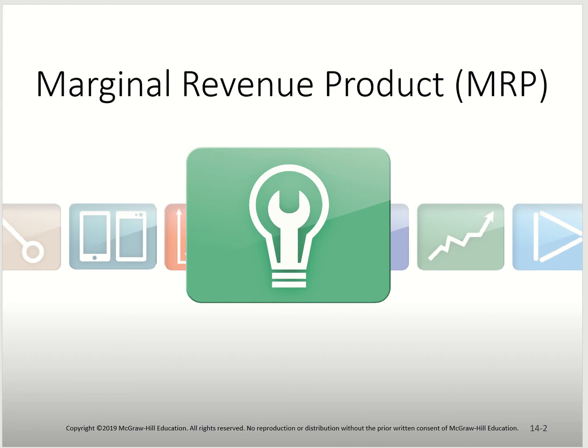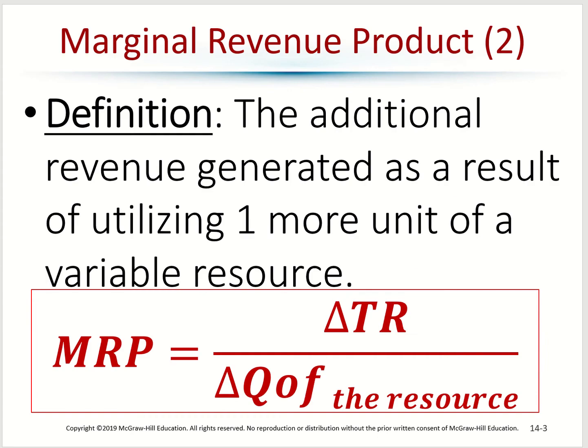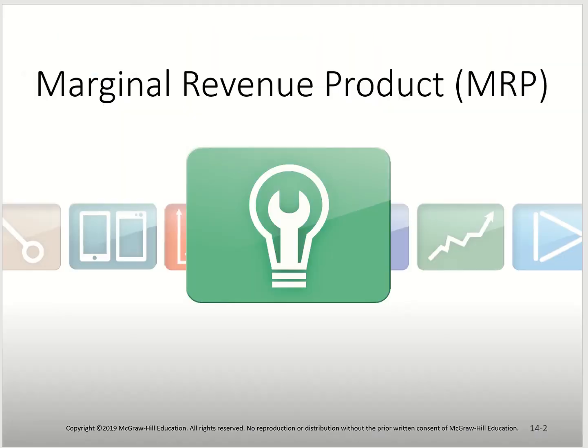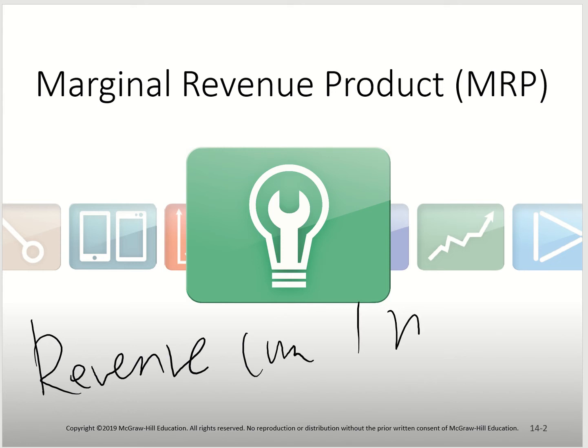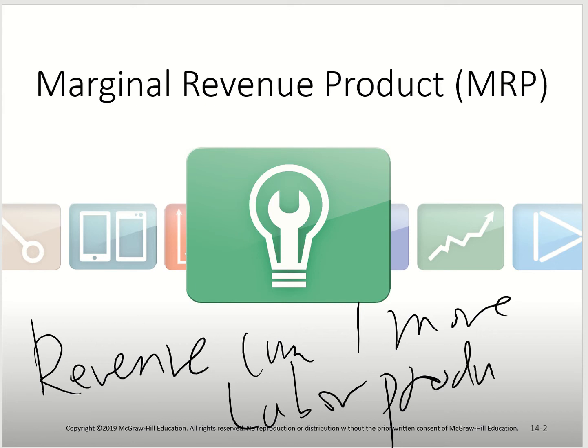First, know what is called a marginal revenue product. Let me show you the definition. Marginal revenue product is the additional revenue generated as a result of utilizing one more unit of variable resources. You can think about it like this: how much more revenue can one more worker, one more labor, produce? That's called a marginal revenue product. By hiring one more worker, how much extra revenue can this one worker produce? That's called marginal revenue product.